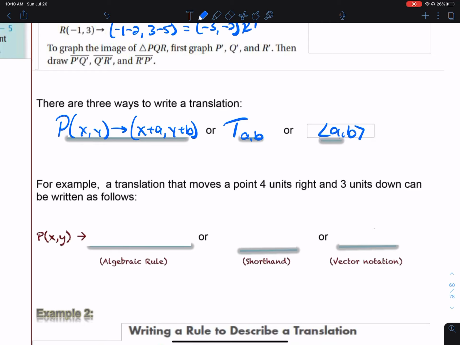Hold on 1 second. This translation here that you see could be written how I just have it. It could also be written in parentheses. It can also be written using vector notation. It could be any 3 of those.